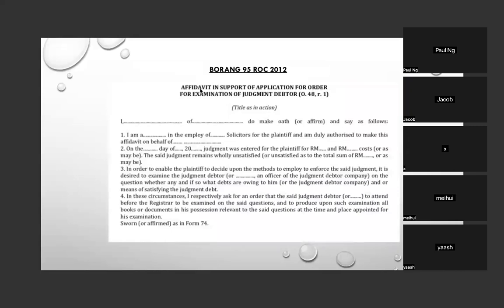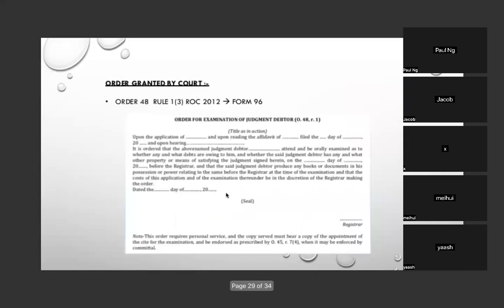So this is a sample for the affidavit. Okay. You might realize that in this particular affidavit, this is not sworn by the judgment creditor. Okay. This is actually affirmed by the plaintiff's solicitors. All right. So the application is made by the lawyer itself. Okay. So once the order is granted by the court, this is the order itself, Form 96. Okay. You can have a look. Okay, this is the sample.